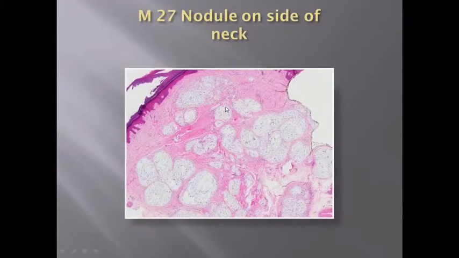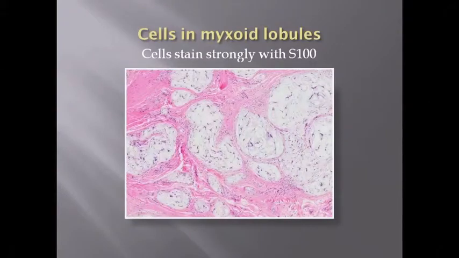Now, again, another case of spindly cell proliferation in the dermis, nodule on the side of neck in a 27-year-old male. Skin there, dermis, and you find these well-defined nodules which have got a very characteristic appearance. So you can see the dermis quite normally here, and then you have these very myxoid-looking, well-defined nodules within the dermis. And at higher magnification, cells in the myxoid areas, they stain strongly with S100.